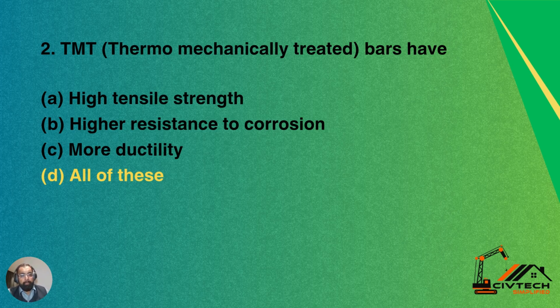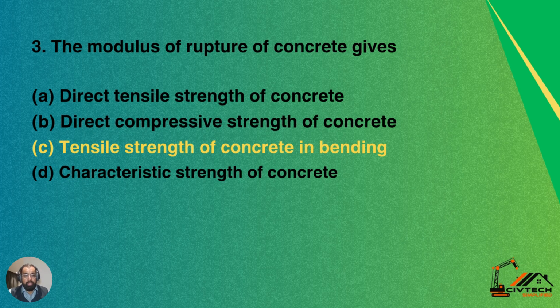Question number 2. TMT, thermomechanically treated bars have: option A, high tensile strength; option B, higher resistance to corrosion; option C, more ductility; option D, all of the above. So TMT bars have high tensile strength, they have higher resistance to corrosion, and they are more ductile. So all these options are present in the TMT bars. Therefore, option D is the correct answer for this question.